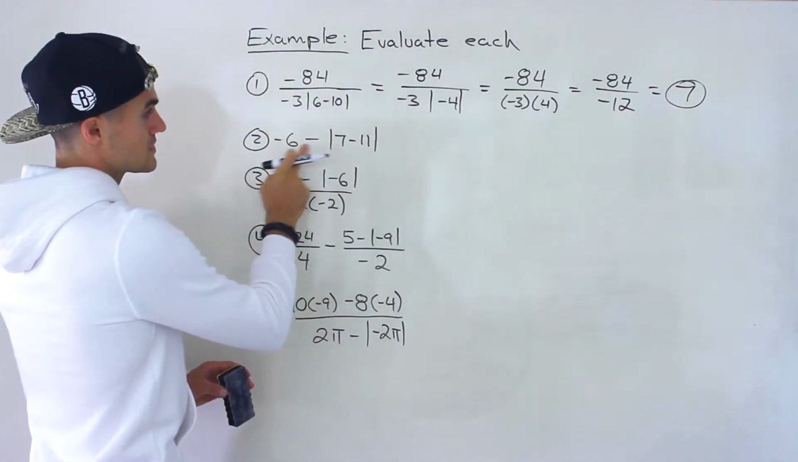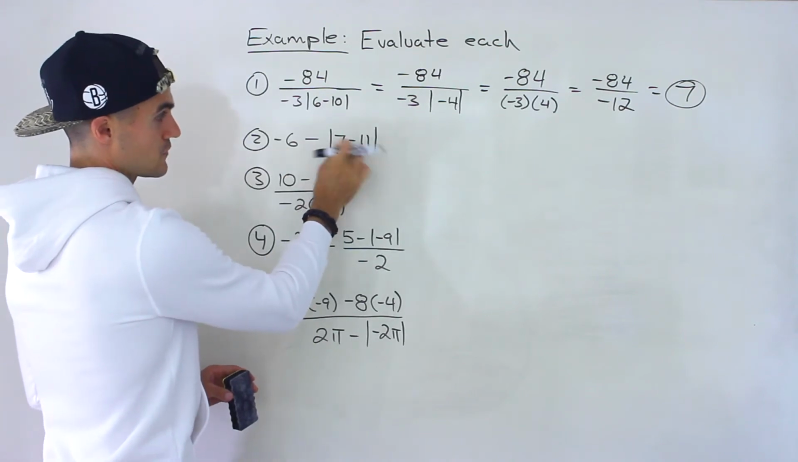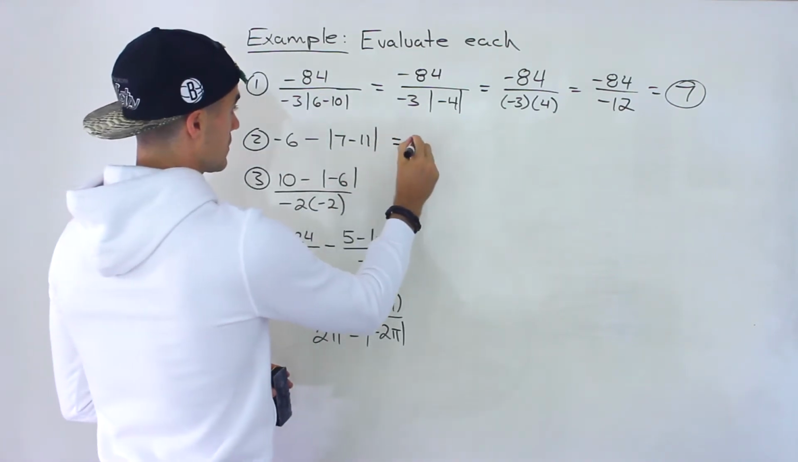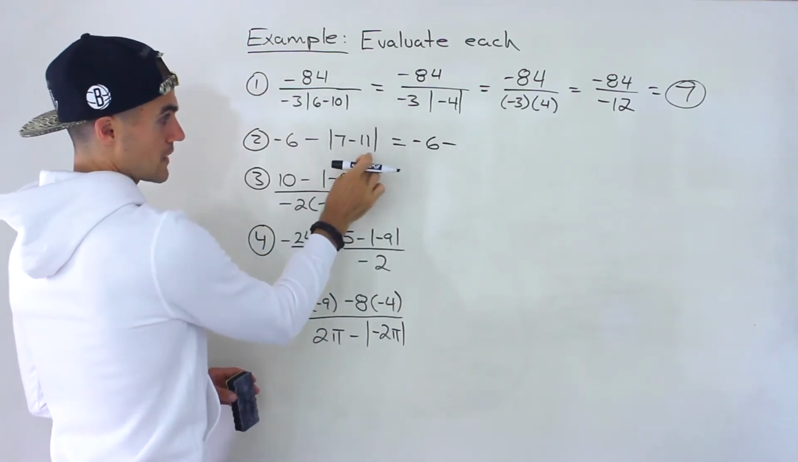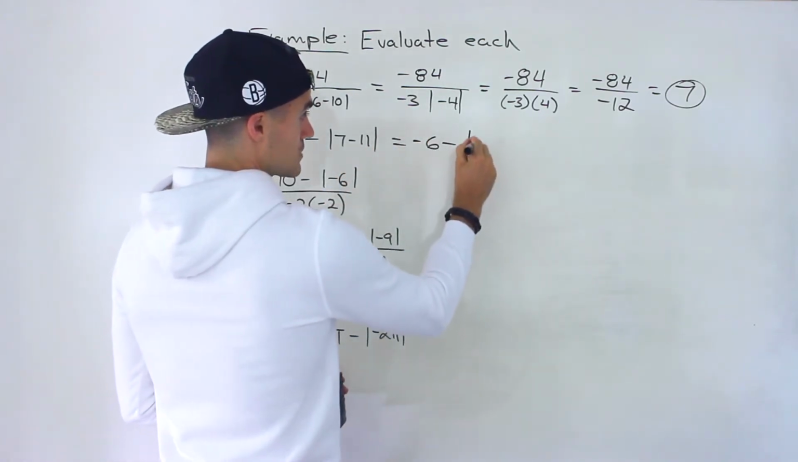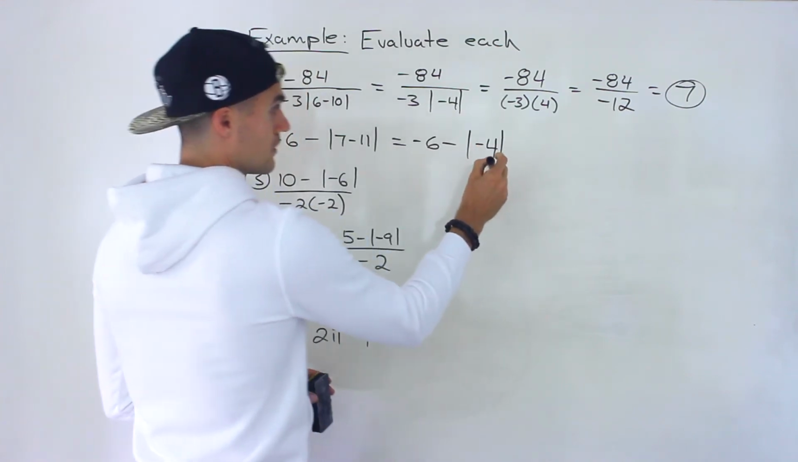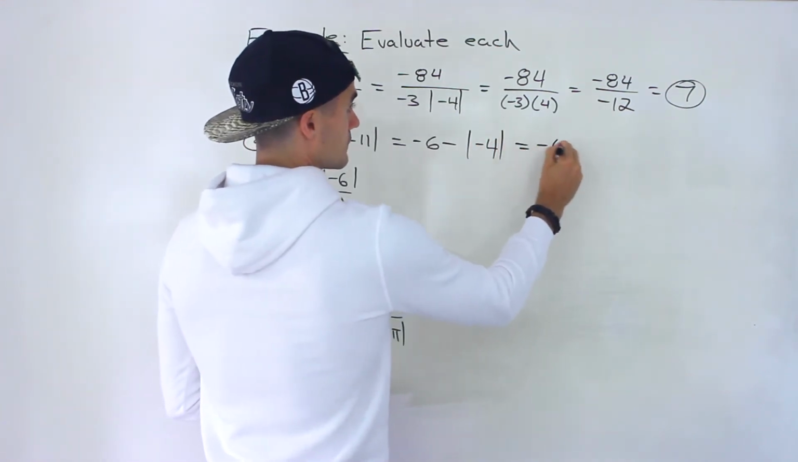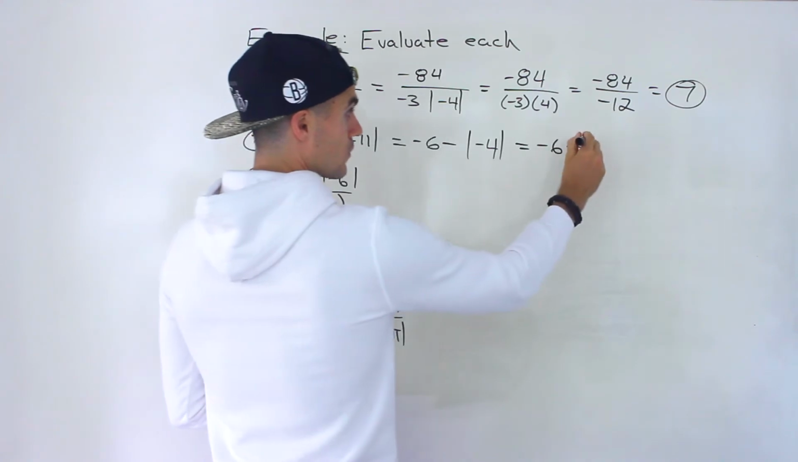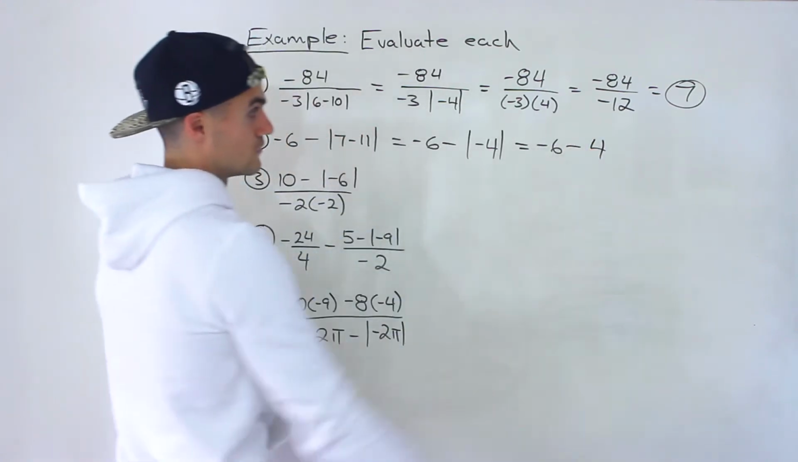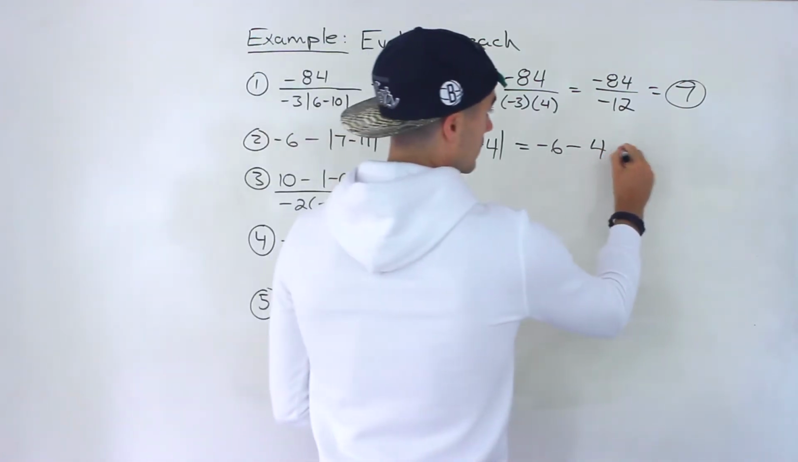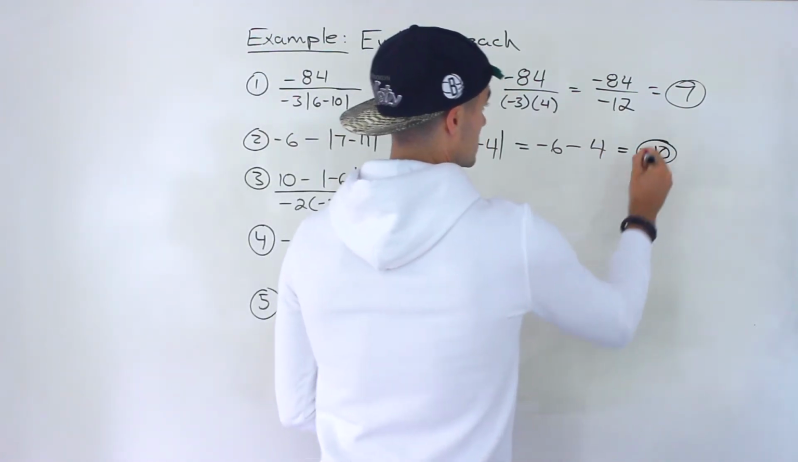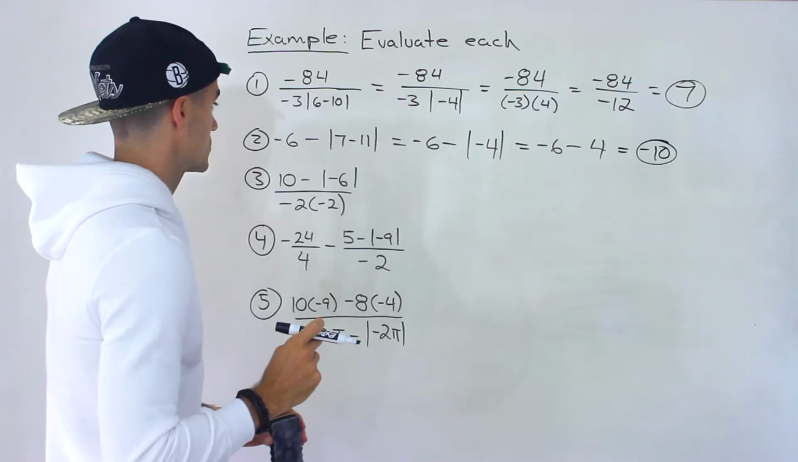Number 2, we have negative 6 minus the absolute value of 7 minus 11. Here, again, we would figure this out first. 7 minus 11 is negative 4 again, so we'd have the absolute value of negative 4. And we'd have negative 6 minus the absolute value of negative 4, which is positive 4. And then we have negative 6 minus 4, which gives us negative 10. So that's the answer to number 2.